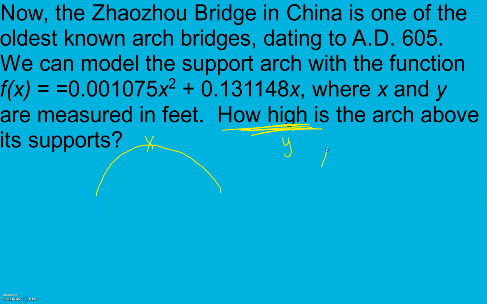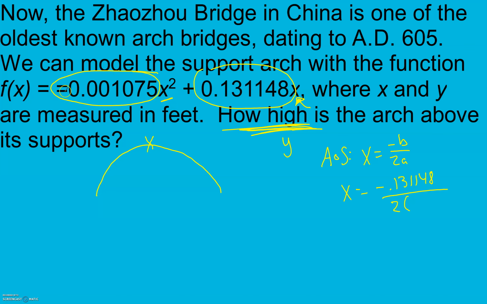In order to find the vertex, we need our axis of symmetry. And I find that at x equals negative b over 2a. Here, my b value, and remember, our b value is always with our x term, whereas our a value is always with our x squared. So this is my a value here. Instead of a negative or an equals, this should just be a negative. Sorry about that.